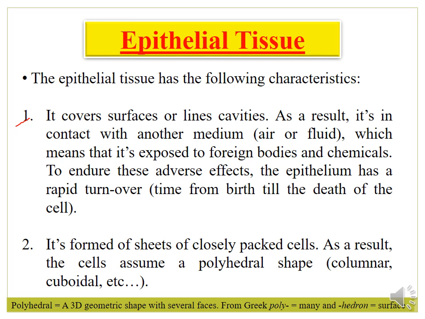The epithelium that lines the stomach, because it is exposed to these damaging effects, must be replaced, it must be renewed very often. And this is what we call turnover. Turnover means time from the birth of a cell till the death of the cell. In the stomach, for example, it's about 7 days. So every 7 days, every week, we have a new epithelium in the stomach.